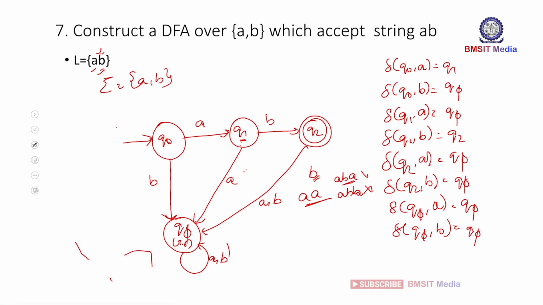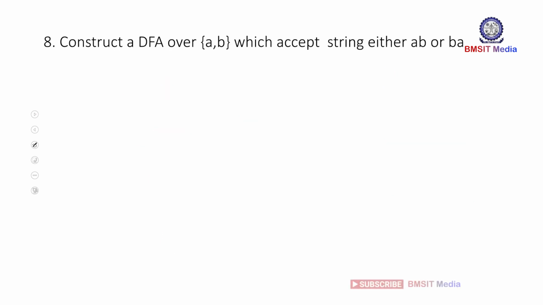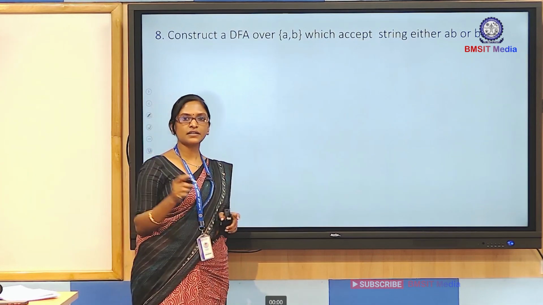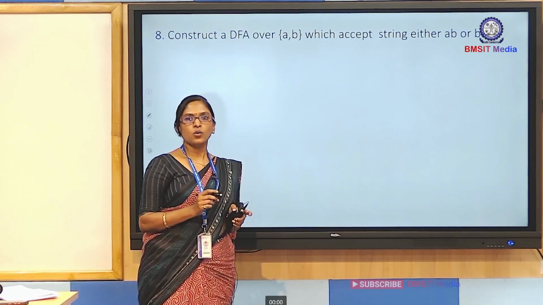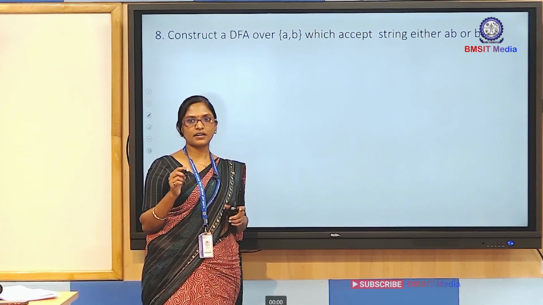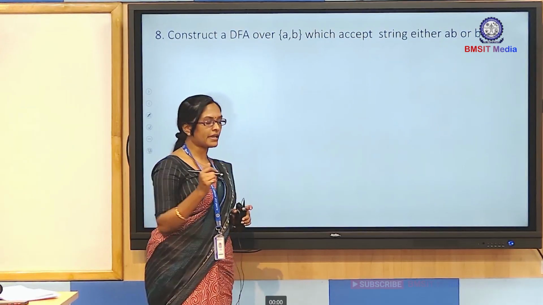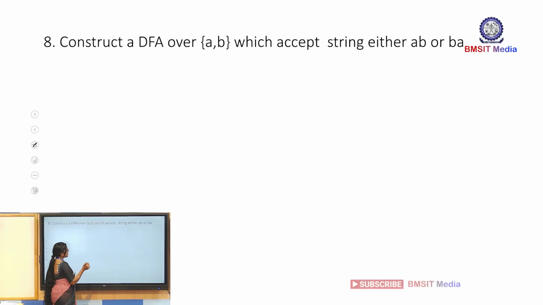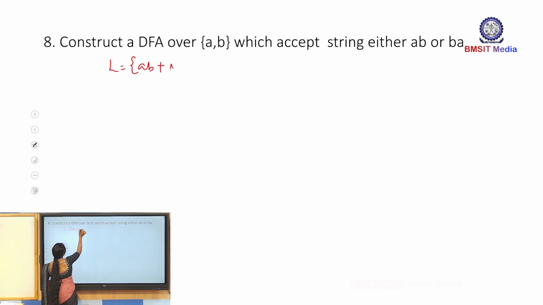So this is the next problem. Now coming to the next one. The 8th problem that I have picked up is: construct a DFA over A and B which accepts strings either AB or BA. So to solve this, again the same thing. The language is either AB or it should be BA. So this is what is given. It's either AB or BA.